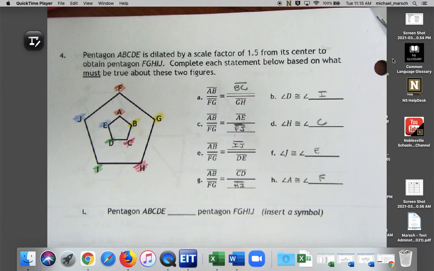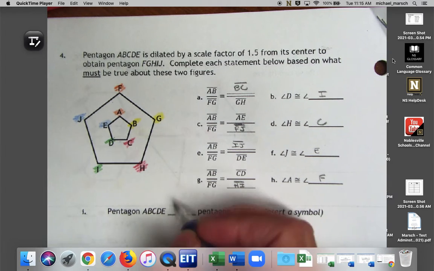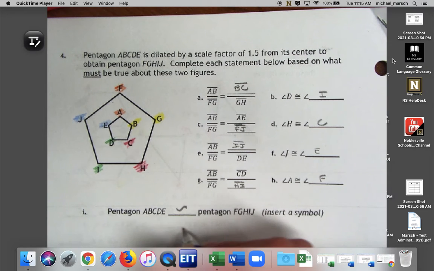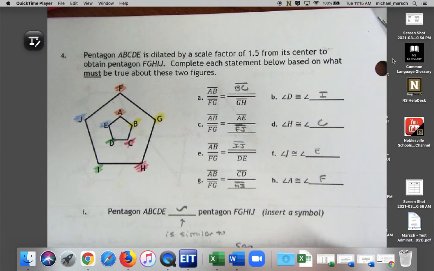And then this is where we can't use the congruent symbol. We have this one little squiggle, and that means is similar to. Same shape, different size.